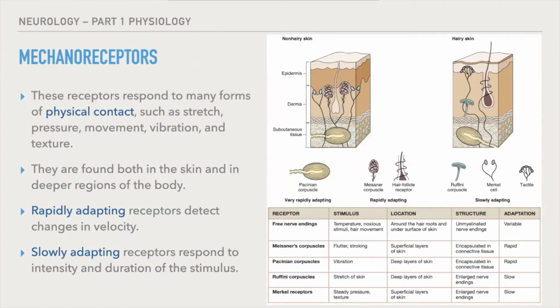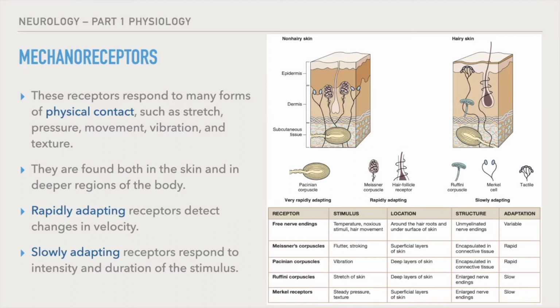The mechanical receptors respond to many forms of physical contact, such as stretch, pressure, movement, vibration, and texture. They are found in skin, but also in deeper regions of the body. An important characteristic of these receptors is the type of adaptation that they exhibit. We can have either very rapidly or slowly adapting receptors. The rapidly adapting receptors detect changes in the stimulus, and therefore also changes in velocity, while the slowly adapting receptors respond to the intensity and duration of the stimulus.